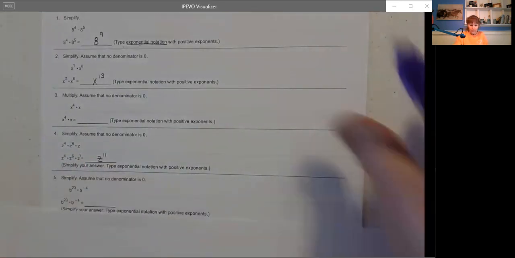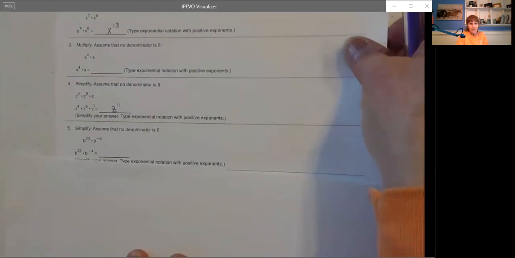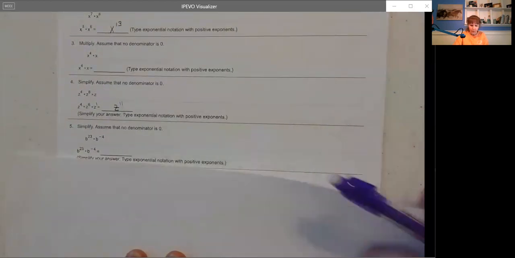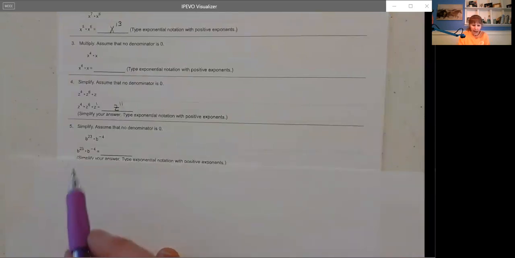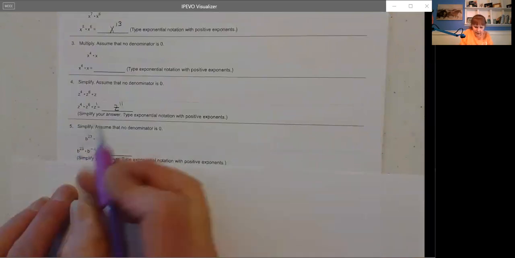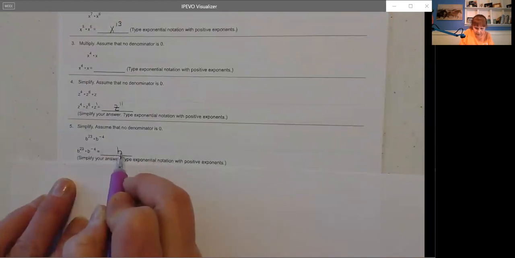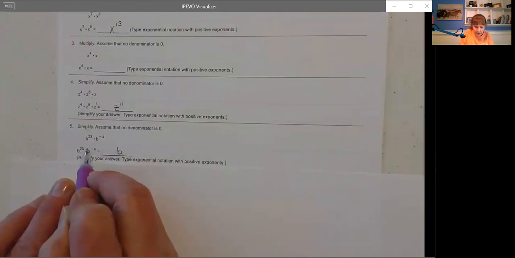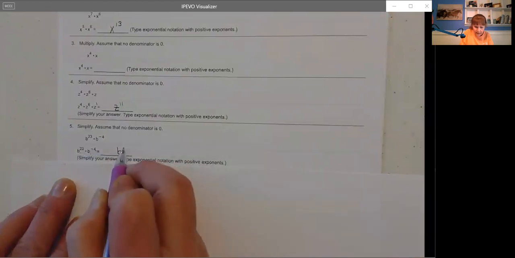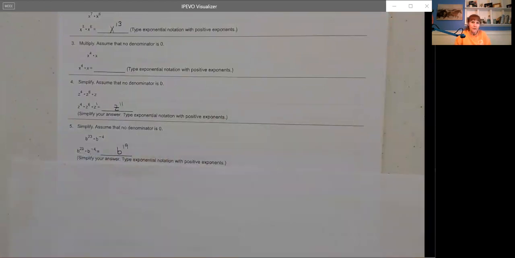Here, we have a negative exponent. Well, what I'm going to go ahead and do is add these together and see if the negative exponent will disappear. If it doesn't, I'll have to change its position. But we have a b. I'll take 23 plus a negative 4 and get 19. So then you're done. Your answer has positive exponents and it's in exponential notation.